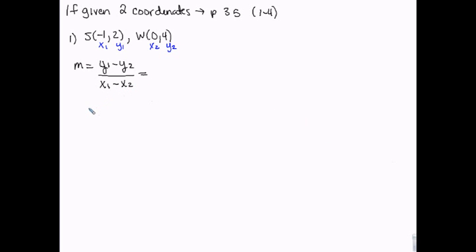Okay. So I'm going to plug in y2 is 4, minus y1, which is 2. x2 is 0, minus x1, which is negative 1. And anytime you have a double negative, it's a positive. See, it's a happy person. Do you guys see the little happy person? And happy people are positive. So I'll have 4 minus 2 over 0 plus 1, which is 2 over 1, which is 2. And you can do it in less steps than that. I just wrote every single thing down.